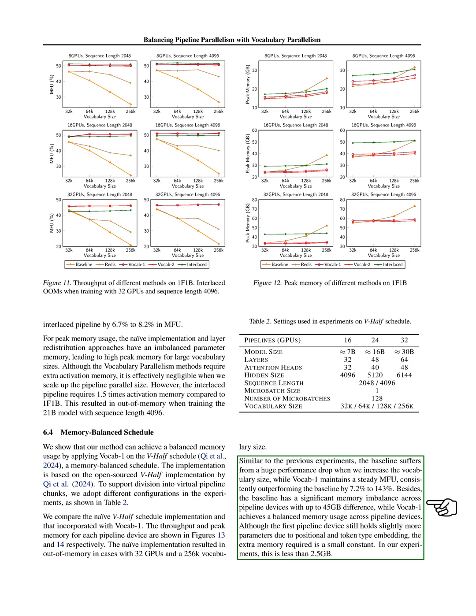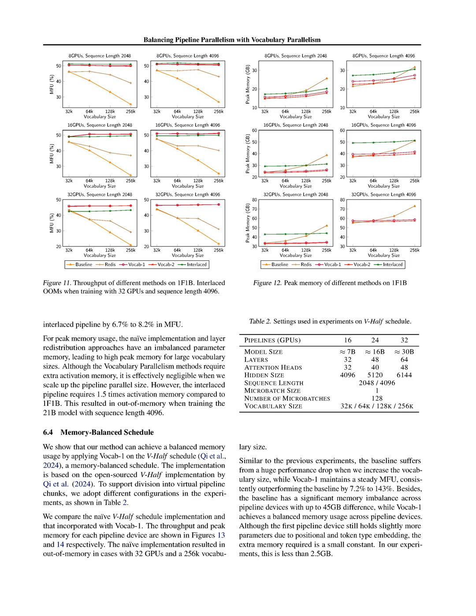Similar to previous experiments, the baseline suffers a significant performance drop with increased vocabulary size, while Vocab 1 maintains steady utilization, outperforming the baseline by 7.2% to 143%. Additionally, the baseline shows a considerable memory imbalance across pipeline devices, with differences of up to 45 GB, while Vocab 1 achieves balanced memory usage. Although the first pipeline device holds slightly more parameters due to positional and token type embeddings, the extra memory required is minimal, less than 2.5 GB in our experiments.